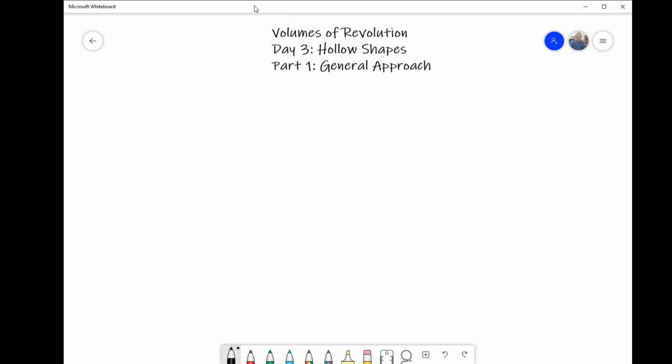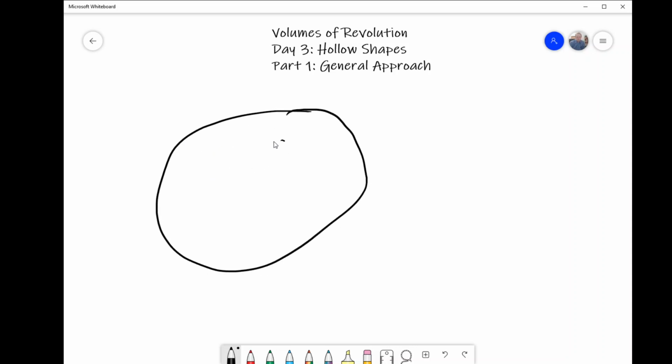So for our third day of the Volumes of Revolution discussion, we're going to be looking at hollow shapes. And in this first part, we're just looking at the general ideas and our overall approach to what is going on. So in these cases, we are going to have some kind of hollow shape. So it'll be a regular shape with a gap inside. How easily we can work this out will depend on what those shapes are. That kind of goes without saying, but it's worth saying anyway.